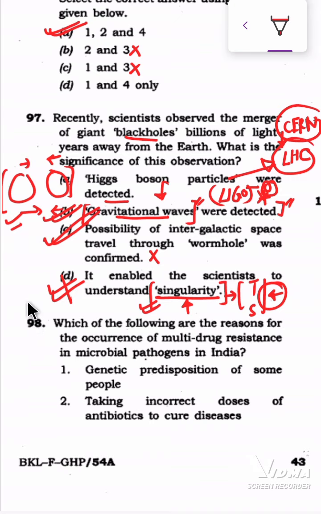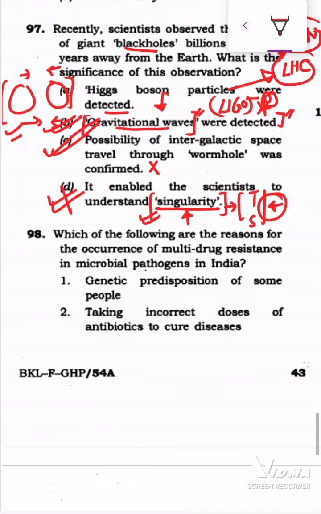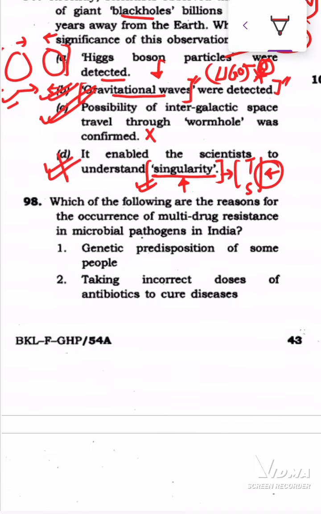Let's go to question number 98. Which of the following are the reasons for the occurrence of multi-drug resistance in microbial pathogens in India? So statement one says genetic predisposition of some people. No, it's not right. Genetic predisposition is not the reason for multi-drug resistance in India.